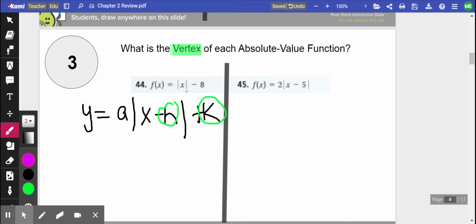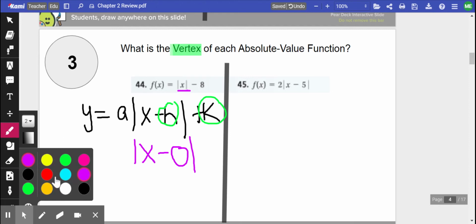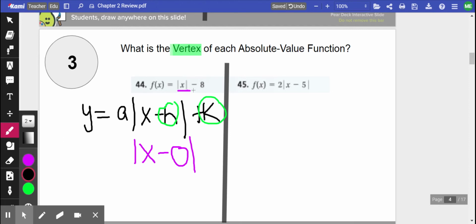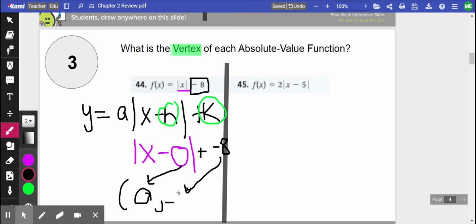So I know, looking at this, that there's nothing behind that x. So that tells me if I want to expand this function here, it's x minus nothing. So that means h is nothing. It's 0. It has a 0 as the h value. And then if I want to do my k value, we see that there's a -8, so it's plus -8. So my vertex is just going to be, my h value is 0, and the k value is -8. And that would be my vertex for that function.